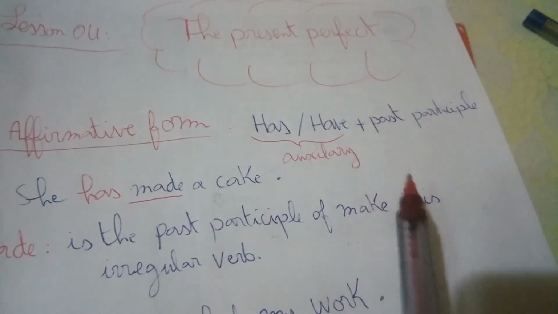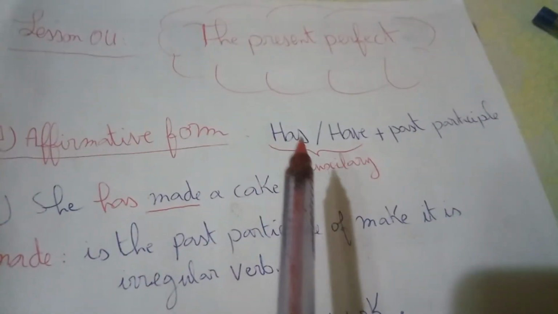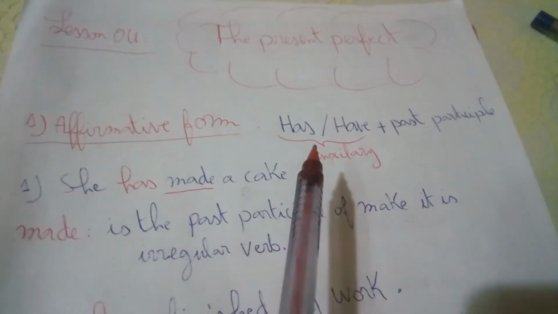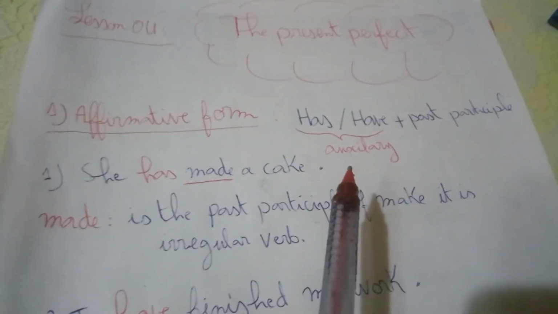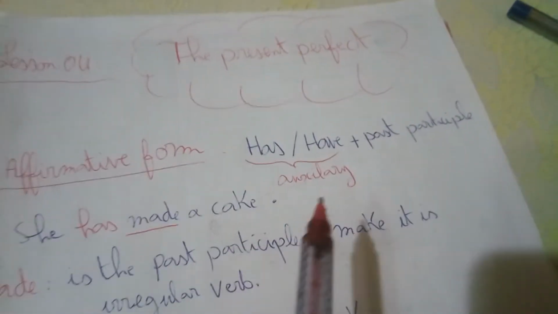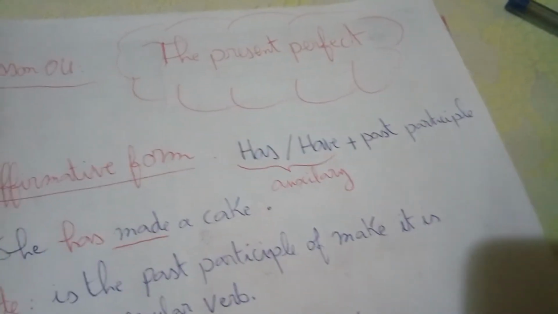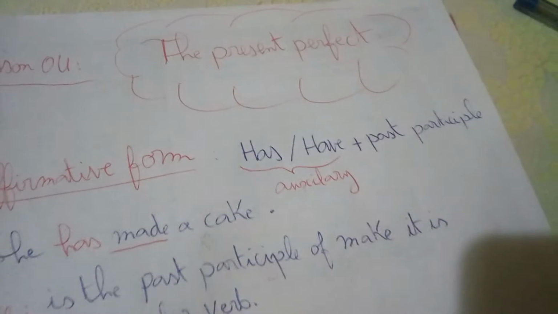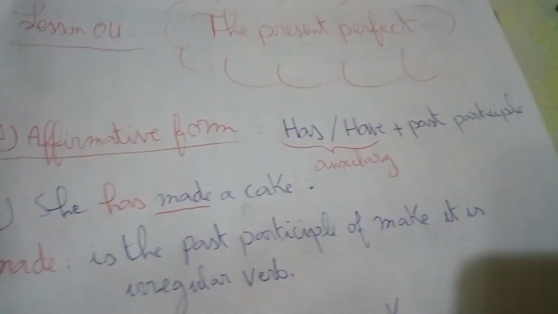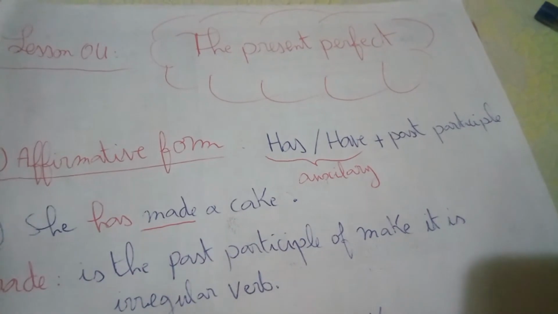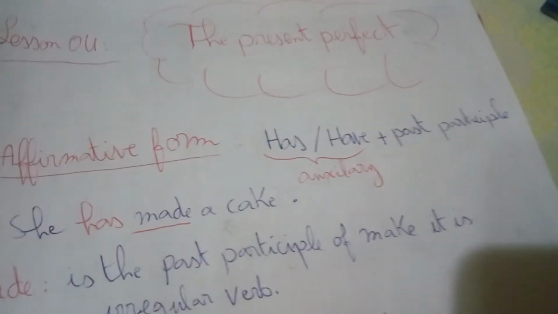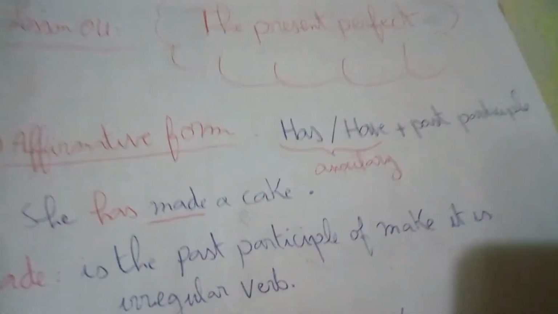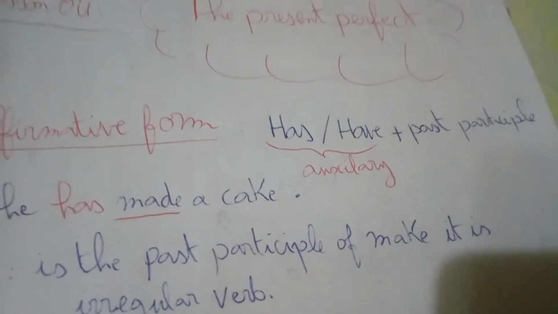Has or have plus the past participle of the verb. So has or have, it's an auxiliary. It depends on the subject. For example, when I say I, I say I have. When I say she or he, we say she has. We put has. I have, she has, it has. So has or have according to the subject plus the past participle of the verb.